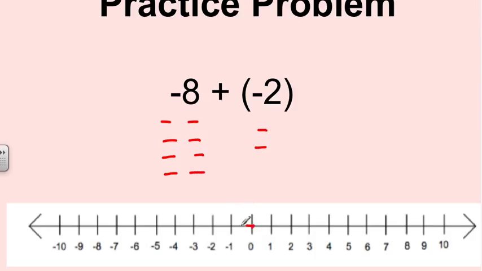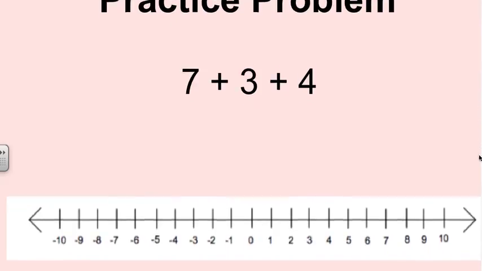On my number line, I'd go to 8 negatives and then add in 2 negatives. Or in my soup, I'd put in 8 colds and add in 2 colds. And altogether, I would have 10 negatives. Negative 10 is my answer.